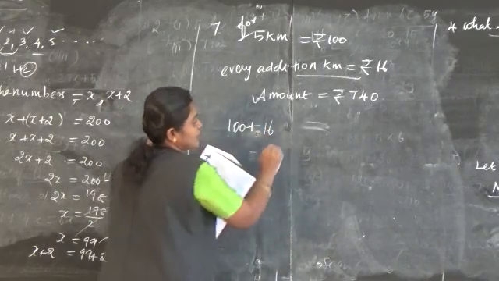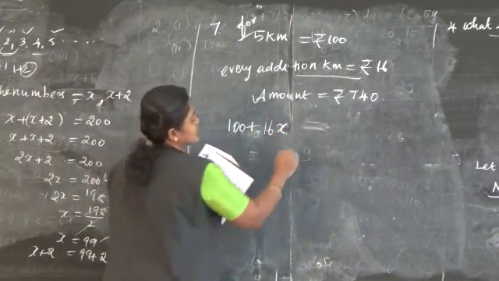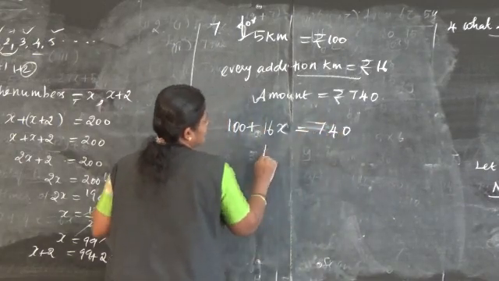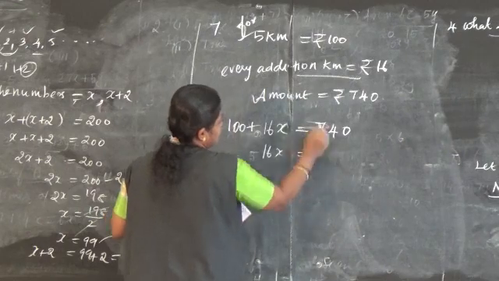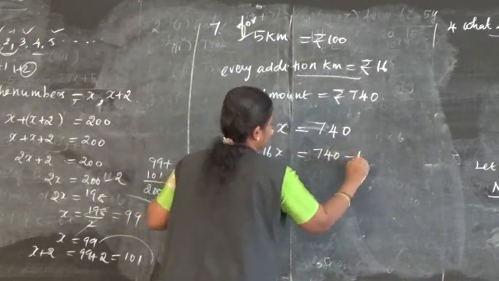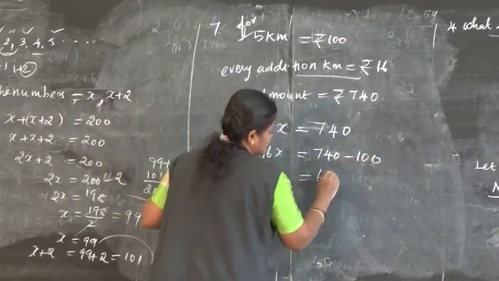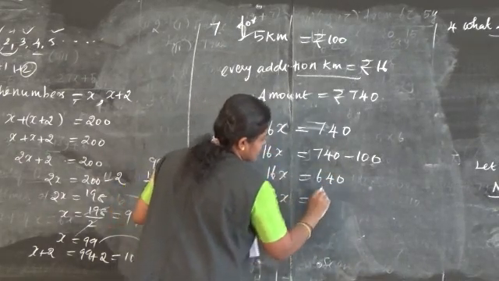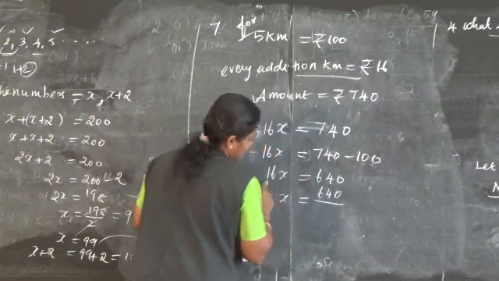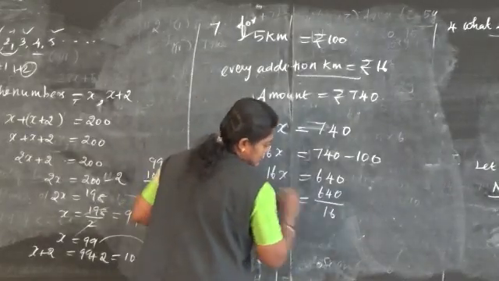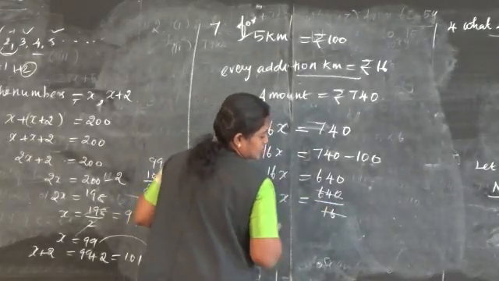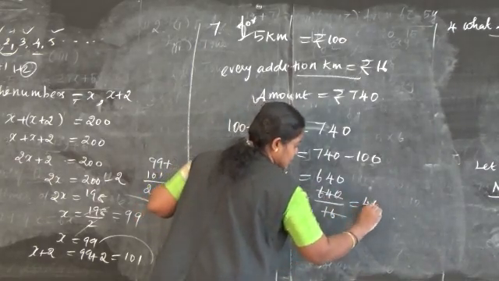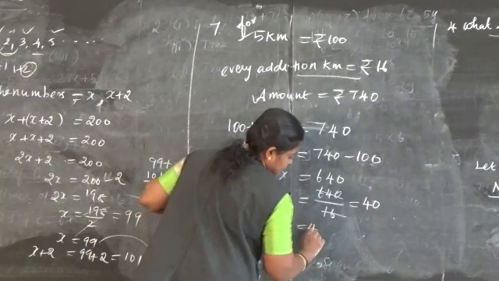So I am assigning the variable x here. So 16x equal to 740. Now the 100 goes to that side. 740 minus 100 is equal to 640. So 16x equal to 640, x equal to 640 divided by 16. If you are cancelling, 16 fours are 64. So 40 is the answer.